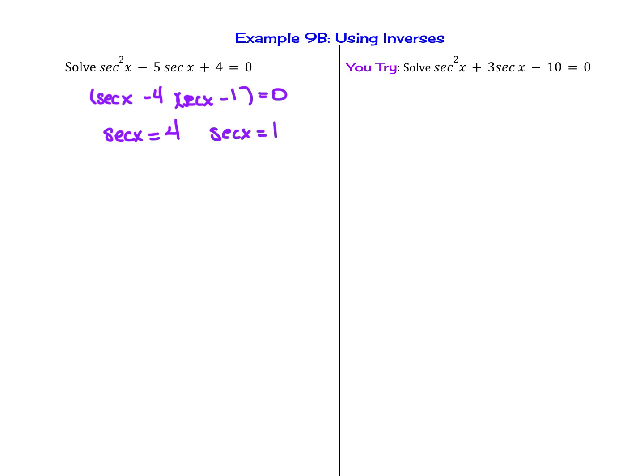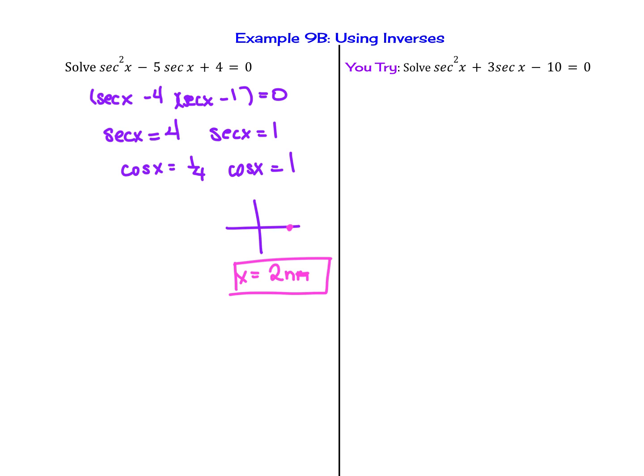Let's go ahead and change that. So the reciprocal of secant is cosine: cosine of x is a fourth, and cosine of x equals 1. So cosine of x equals 1 at 0, or we can say 2 pi. So x is 2n pi, or 2 pi n. And so that is our solutions for cosine of x equals 1.